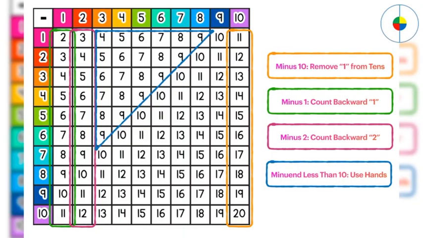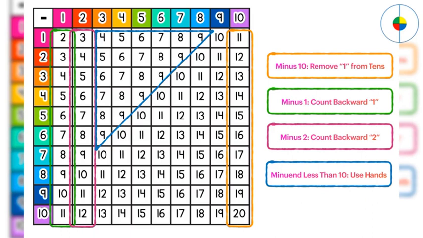Here are some simple rules. Any number minus 10, just remove 1 from the tens position. 18 minus 10 is 8. Any number minus 1, just count backward 1. 9 minus 1 is 8. Any number minus 2, just count backward 2. It's the previous odd or even number. 11 minus 2 is 9. Any number minus itself, the result will be 0. 5 minus 5 is 0, 8 minus 8 is also 0.